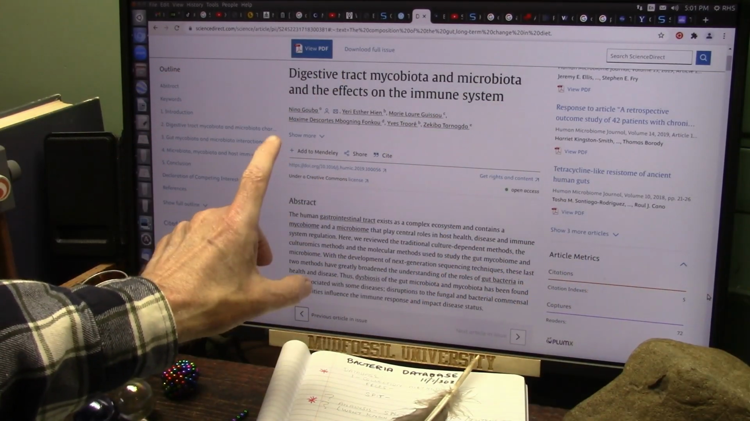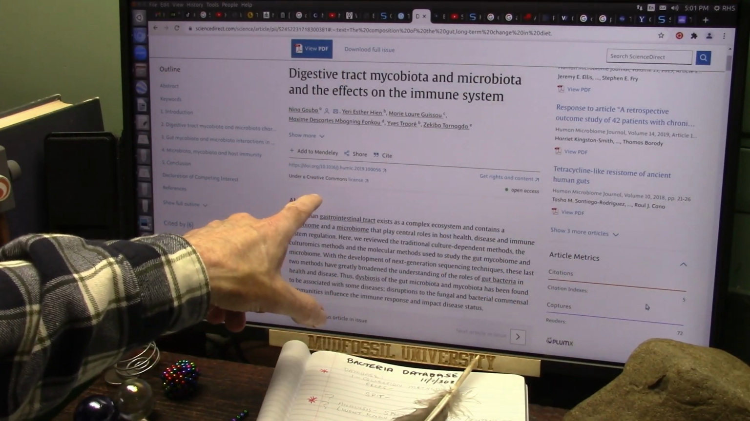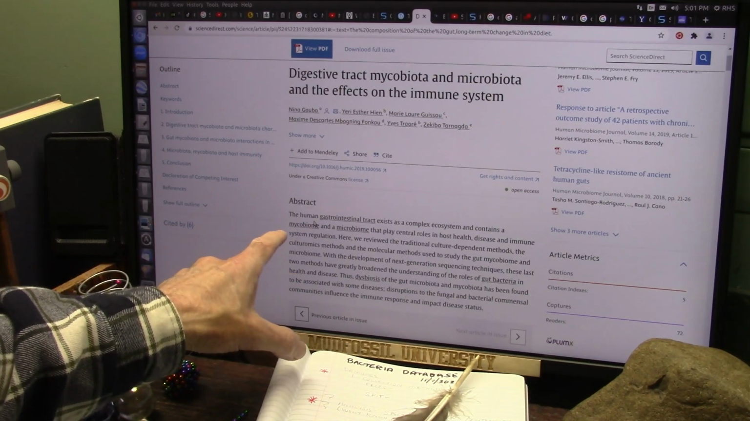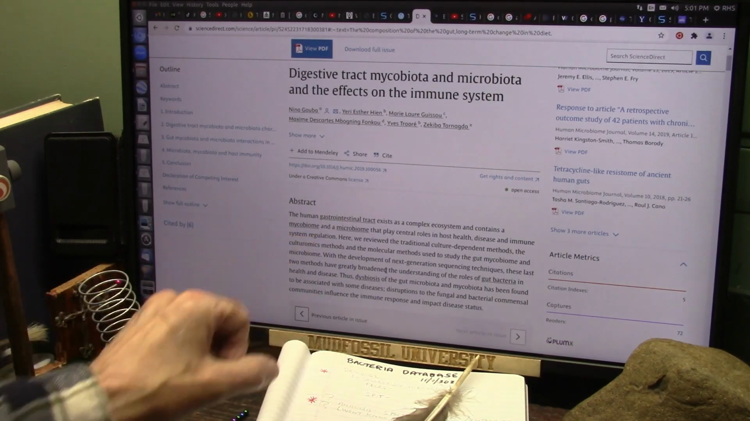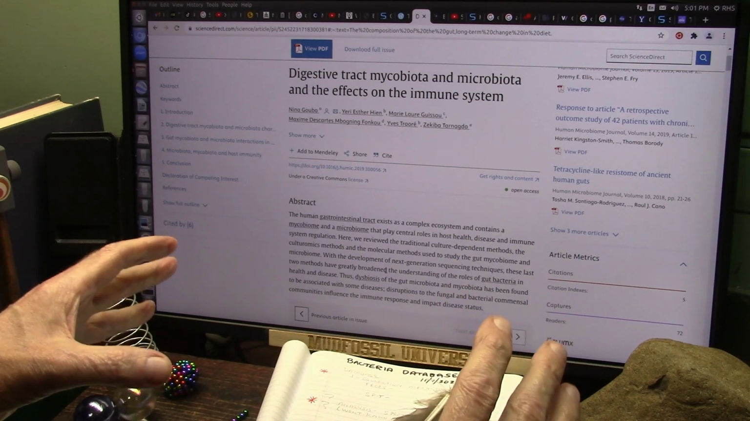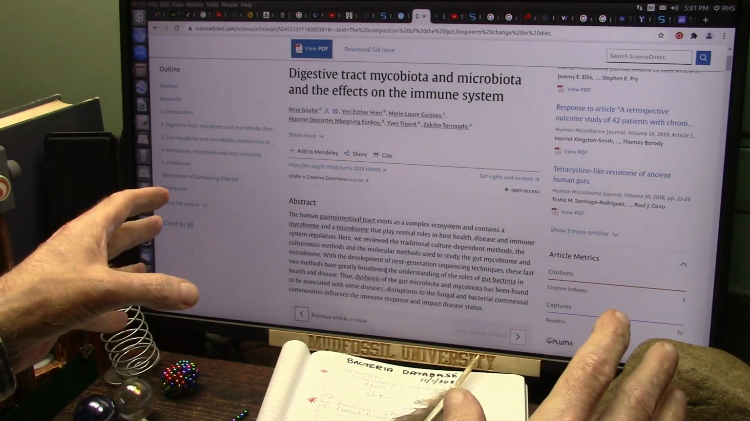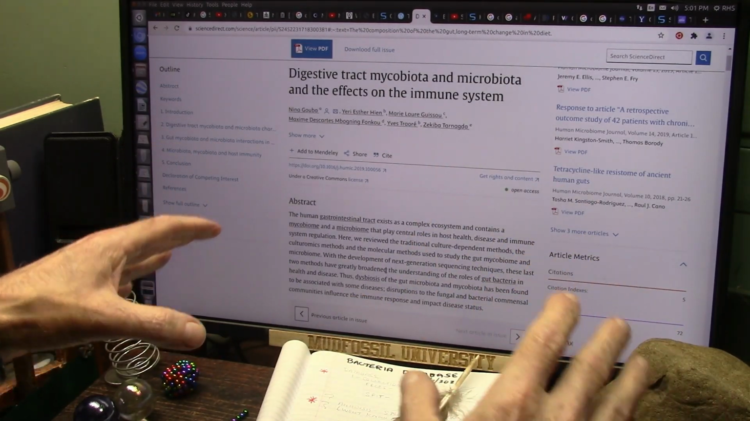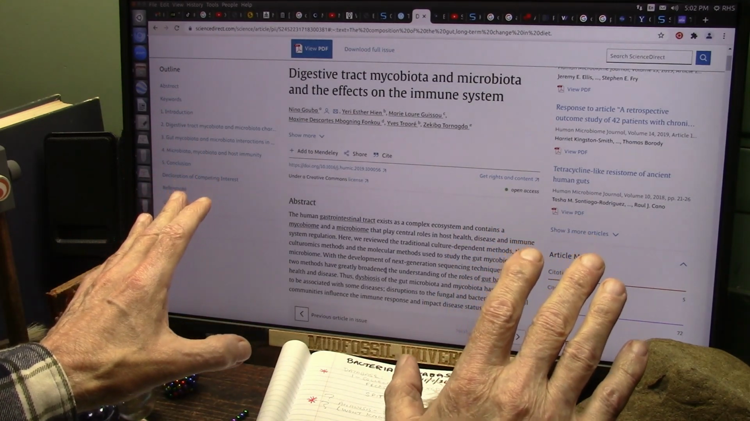That's all it is. Now, here's what they're stating back in 2019. This is what they're saying. The human gastrointestinal tract exists as a complex ecosystem. An ecosystem contains a microbiome and a mycobiome. They play central roles in host health, disease, and immune system regulation. So for health, you need them breaking down the things so that you can digest them to get the products you need. For disease, you need to fight off the things that are trying to attack you.